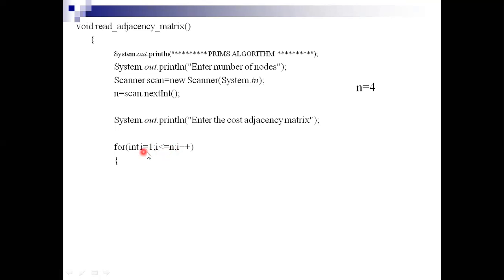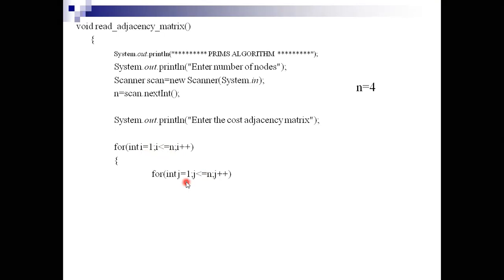Right? So you can also write i equals 0, i less than n. Due to some conventions that I use in the next part of the program, I made the convention to start with 1 and end with equals to n. Similarly, I'll have to write another for loop for iterating over the columns, right? So for j equals 1, j less than or equal to n, j plus plus.